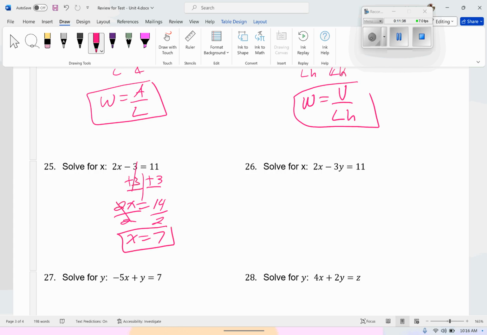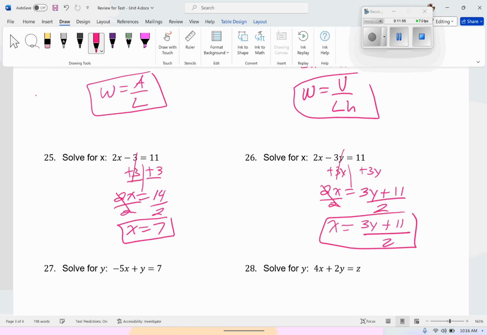Number 26, we want to solve for x. So I'm going to add 3y to both sides. Those cancel, so 2x equals 3y plus 11. Divide both sides by 2. Those cancel, so x equals 3y plus 11 all over 2.